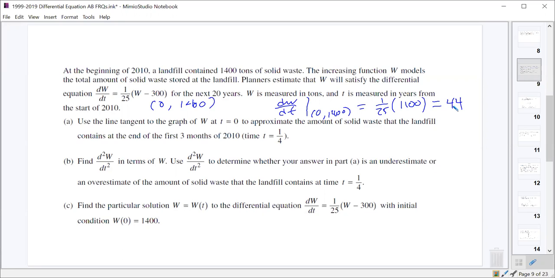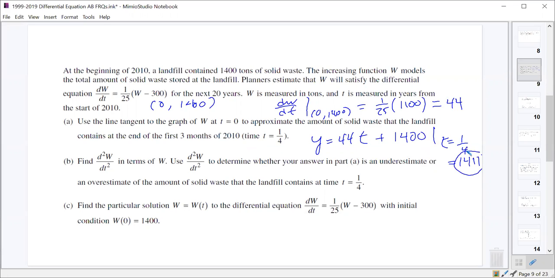44. So your equation should be, and this is a y-intercept here, so if you wanted to just write it in slope-intercept form, that's fine. y equals 44x, or 44t technically, because we're using t. 44t plus 1400. And then it says to approximate the value at 3 months, which is t equals 1/4. So we evaluate that at t equals 1/4. Looks like we should get 1,411.